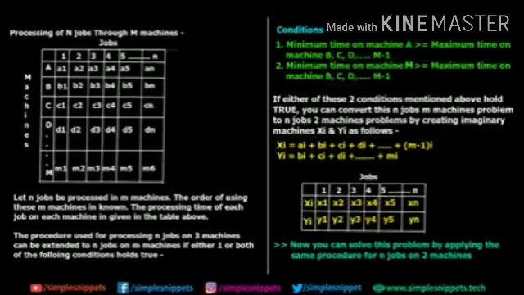So a little bit of theory of processing of N jobs through M machines. Let's say we have N jobs. You can see the jobs 1, 2, 3, 4, 5 till N. And let's say we have M machines, so A, B, C, D till M. Now let N jobs be processed on M machines and the order of these machines be already known. So we know in what order these jobs are being processed on these machines.